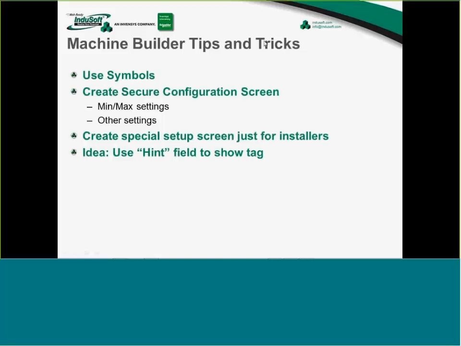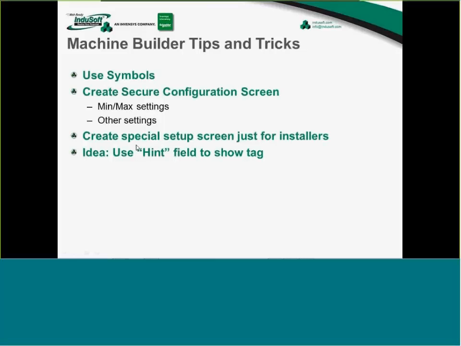Another idea is, this is something that I had a question on a couple of weeks ago, and I thought it might be neat to show using the hint field to show the tag value. Not the value, but the name of the tag. So the request was from a machine builder who said that their operators would occasionally find an issue with something on the screen and not be able to convey what object it was that had the problem or what tag name it was, because the operators don't see the tag names.